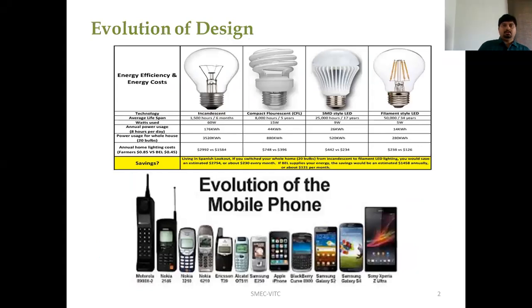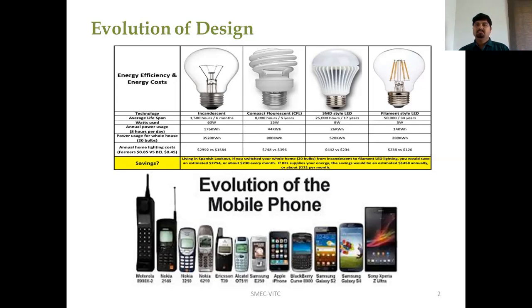Let us see the electric bulb. In ancient days, electric bulbs were not there. Light was provided through candles, and thereafter it became lanterns. Out of that, electric bulbs were introduced into the market as incandescent bulbs, which have filaments, and thereafter CFL bulbs, compact fluorescent bulbs, and then we had LED bulbs with SMD style and filament style LED bulbs. Like that, it's going on.